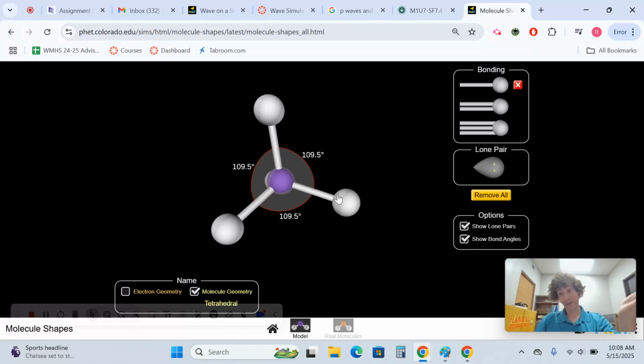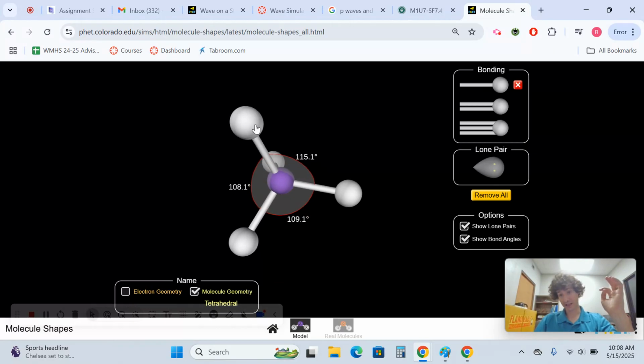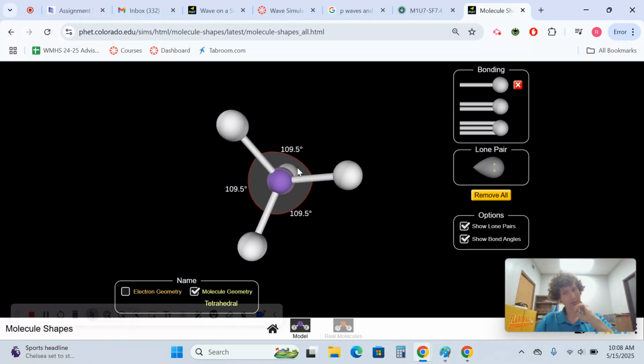Now you got to realize this is assuming these are all equal, aka everything attached is the same element. If you change this guy to some other element, these angles could change a little bit, and we'll talk about why. But this is like an idealization. It's still a tetrahedron, even if you did change one of them, but the angles might not be exactly 109.5. So let's just add more, just so you can see.